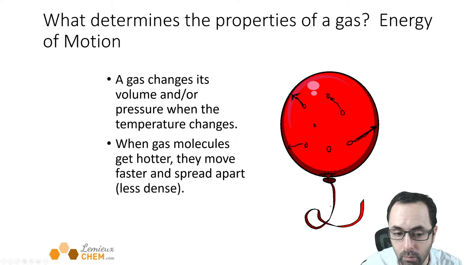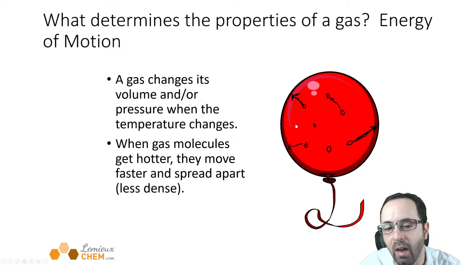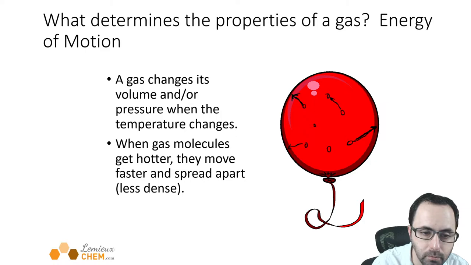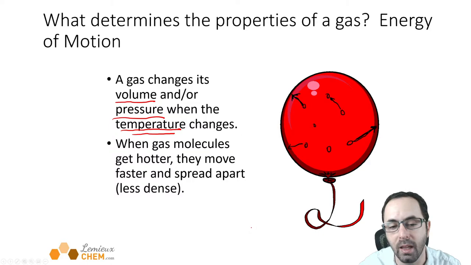Okay, so that's the kind of picture that we want from the kinetic molecular theory. We want to be thinking about the molecules and how fast they're moving relative to the temperature. And also, we're going to think about what happens when we take a balloon like this and squeeze it down into a smaller volume, and various changes that we might make to the volume or the pressure or the temperature. But temperature is particularly important, because a higher temperature means faster moving molecules, and that's what you want to keep in mind when it comes to the kinetic molecular theory.